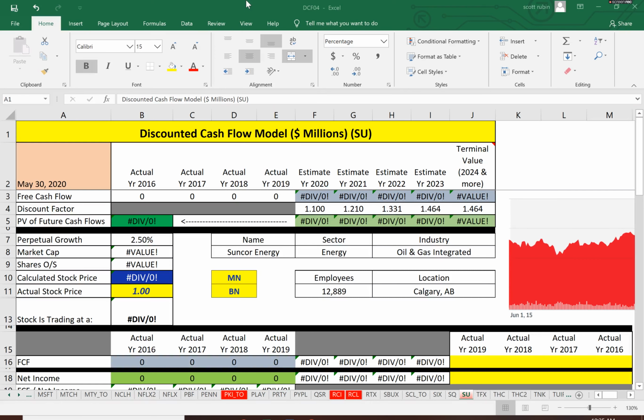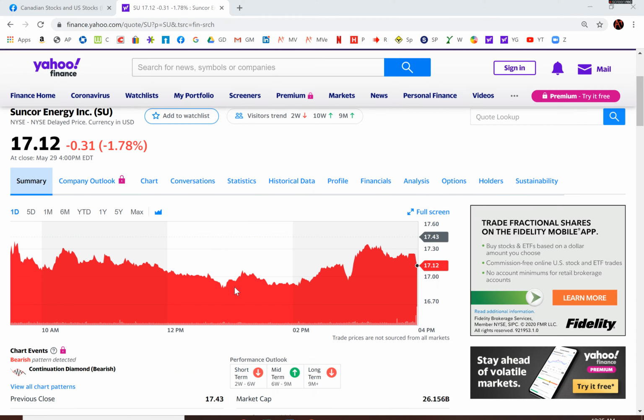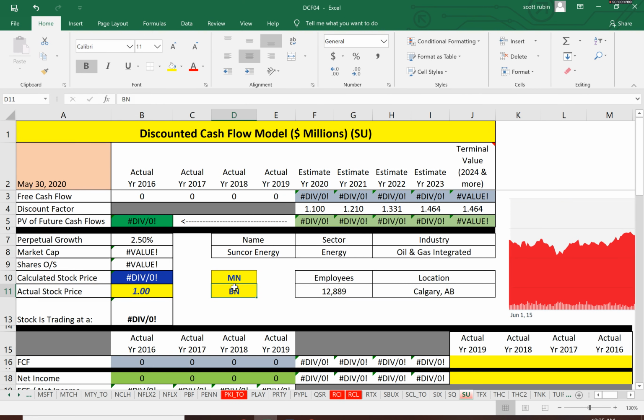We're going to calculate the stock price for Suncor Energy. Now the first step is we need the market cap, and that's 26.16 billion, and the stock price is 17.12. And now we figured out the shares outstanding, because the shares outstanding is just the market cap divided by the stock price. So they have 1.5 billion shares.